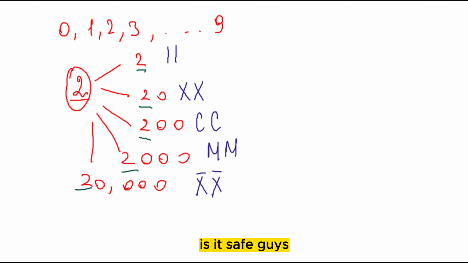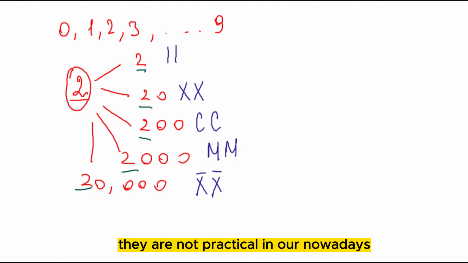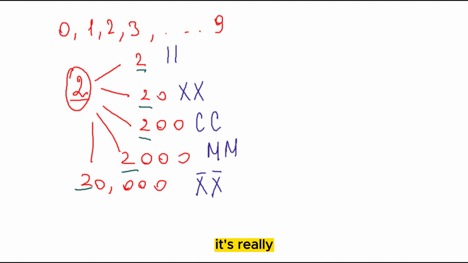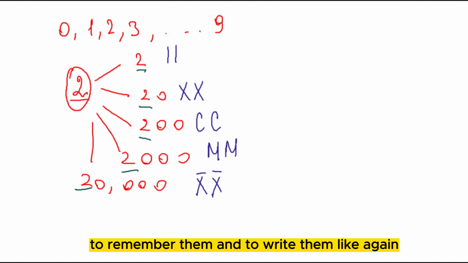As you see, guys, for 2 we use the letter I, for 20 we use the letter X, for 200 we use another letter, for 2,000 another letter. So that is why Roman numerals are not practical nowadays, because there we use a lot of letters. It's sometimes very complicated to understand them, to remember them, and to write them.